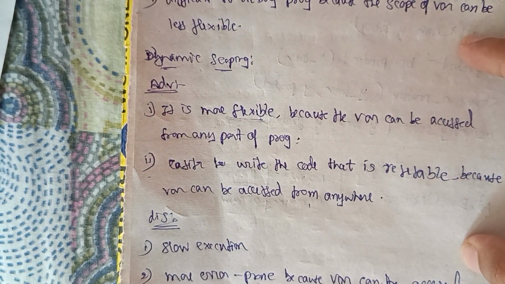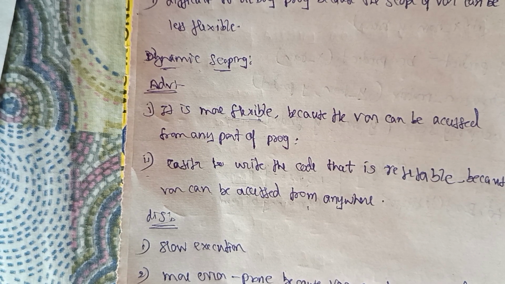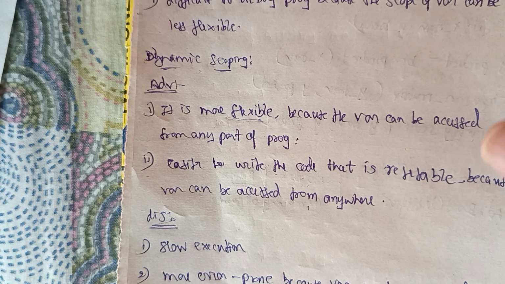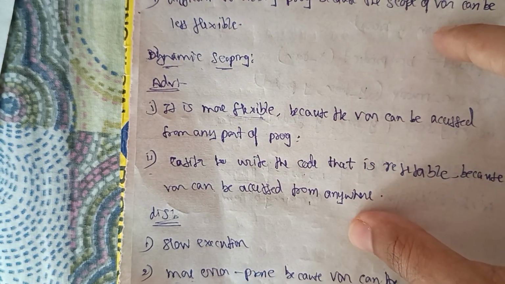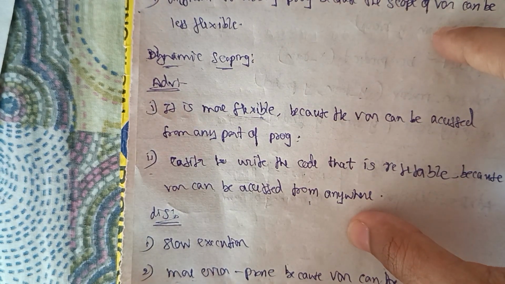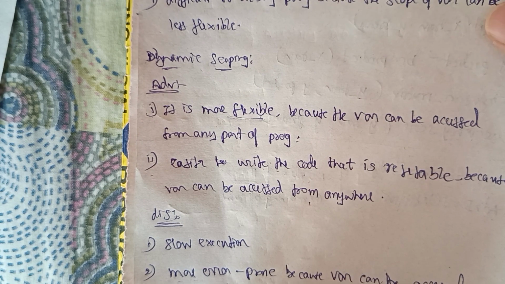The disadvantage is that it has a slower execution time because we get the variables from wherever we want at any time, and that makes it more error prone because the variables can be accessed from unexpected places. So these are the advantages and disadvantages of dynamic scoping.